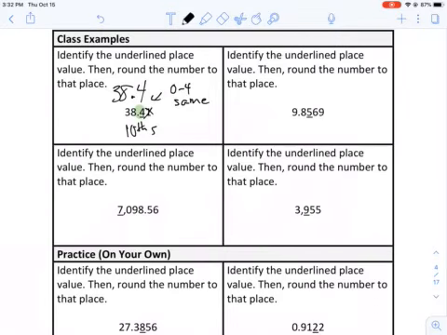Oh, another decimal. This is the hundredths. We're going to write all of these. Since the number after is between 5 and 9, we're going to go up 1. So that's going to make this 5 a 6.